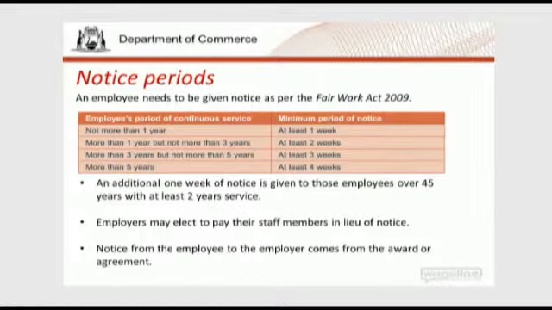All right, now moving away from unfair and unlawful dismissal, let's just look at a lawful termination and how much notice you have to provide in that case. So an employee must be provided notice as per the Fair Work Act of 2009. If an employee has been working for not more than 1 year, they get at least 1 week of notice. If it's between 1 and 3 years, it's at least 2 weeks notice. Between 3 and 5 years is 3 weeks notice, and then any more than 5 years is at least 4 weeks notice. One thing that you need to be aware of though is if the employee is over 45 and has worked for at least 2 years, they then get an extra week on top of that.